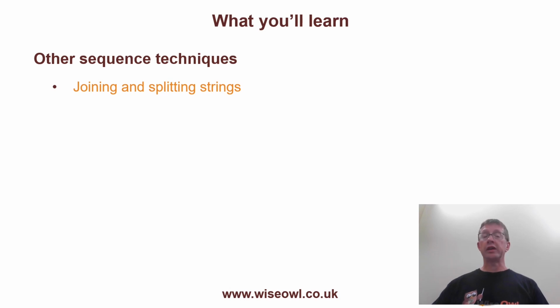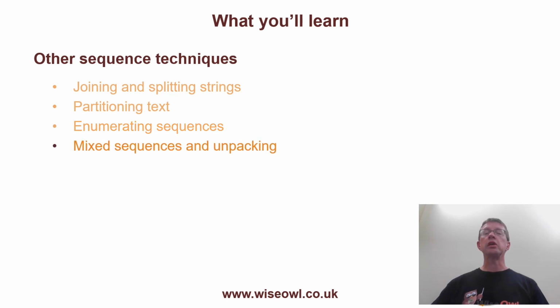We'll begin by looking at joining and splitting strings in more detail. I promised we'd do this in a previous tutorial. And then we'll go on to look at partitioning text, which is an extension to splitting strings. We'll look at enumerating sequences so that you can see for a list what number each item is. And then we'll go on to look at mixed sequences, which is where we'll prove that you can put anything you like in a sequence, including another sequence. And then we'll look at unpacking them so you can get items out of them.